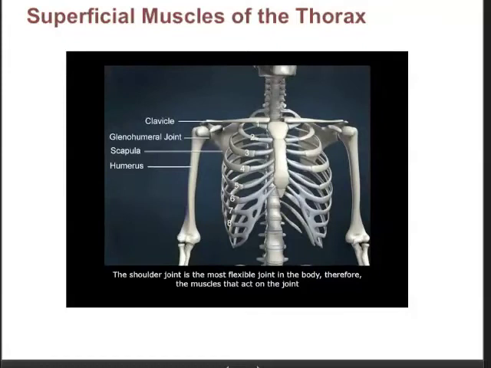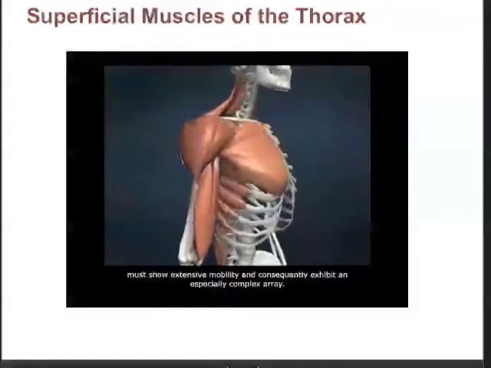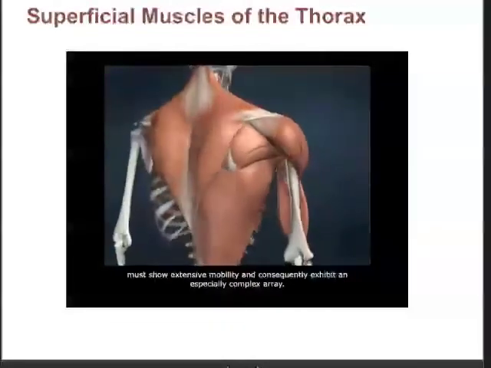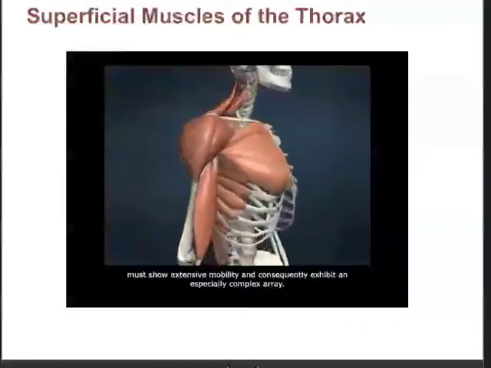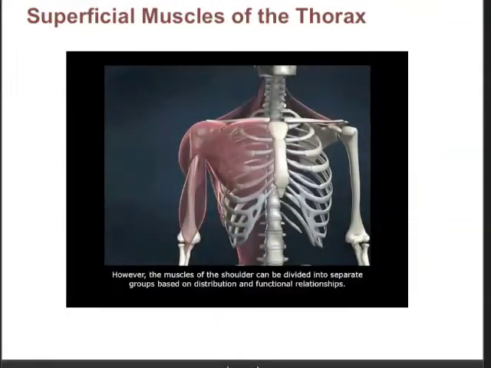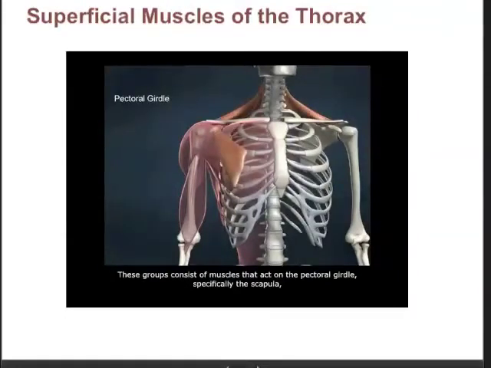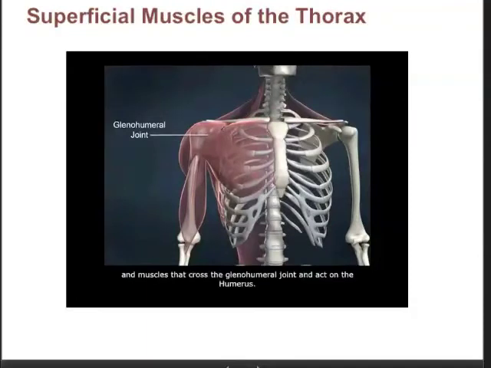The shoulder joint is the most flexible joint in the body. Therefore, the muscles that act on the joint must show extensive mobility and consequently exhibit an especially complex array. However, the muscles of the shoulder can be divided into separate groups based on distribution and functional relationships. These groups consist of muscles that act on the pectoral girdle, specifically the scapula, the muscles of the rotator cuff, or those that stabilized the glenohumeral joint, and muscles that cross the glenohumeral joint.